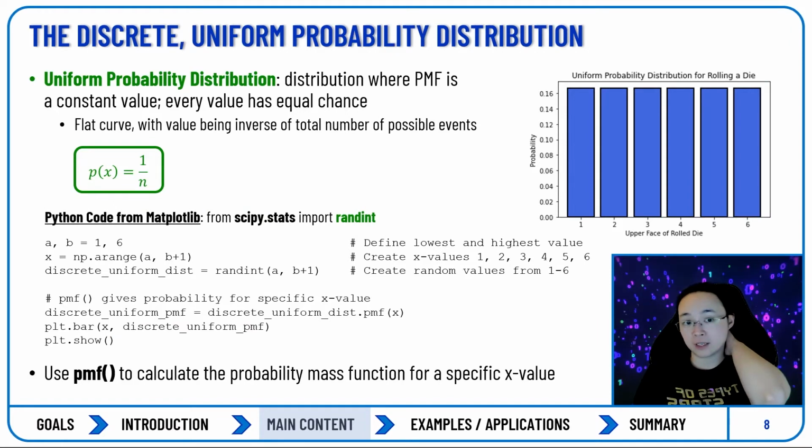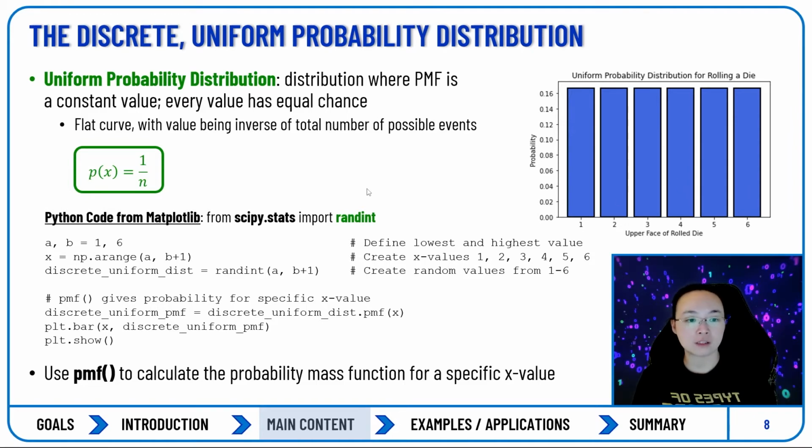So now let's take a look at the discrete uniform probability distribution. That distribution is the easiest to look at. It's basically got a flat top. The distribution is when the PMF is a constant value. Every single value has an equal chance of taking place, basically like a coin toss, rolling a die, things like that. So P of x is equal to 1 over n, with n being the total number of possible events that can take place. If I'm rolling a die, then I have 6 different faces, and I have a 1 out of 6 chance of getting each one.